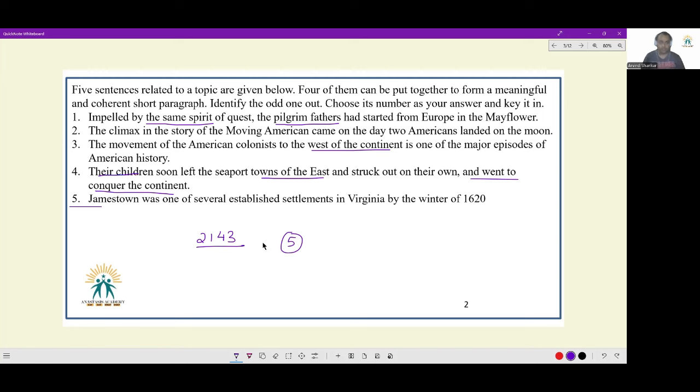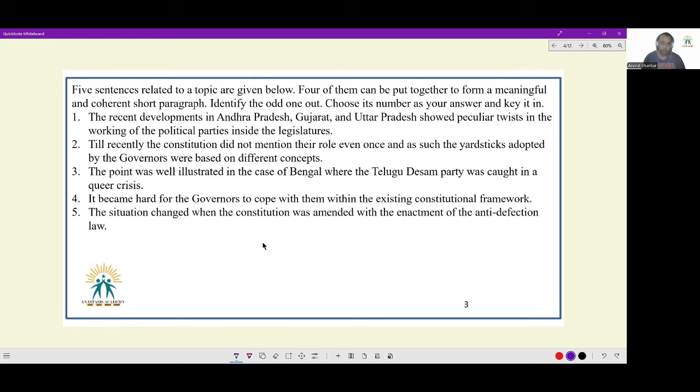The climax in the story of the moving American came on the day 2 Americans landed on the moon. Impelled by the same spirit of quest, the Pilgrim Fathers had started from Europe in the Mayflower. Their children soon left the seaport towns of the east and struck out on their own and went to conquer the continent. The movement of the American colonists to the west of the continent is one of the major episodes of American history. 2, 1, 4, 3 is an absolute wonderful order. 5 is the odd one. Next.